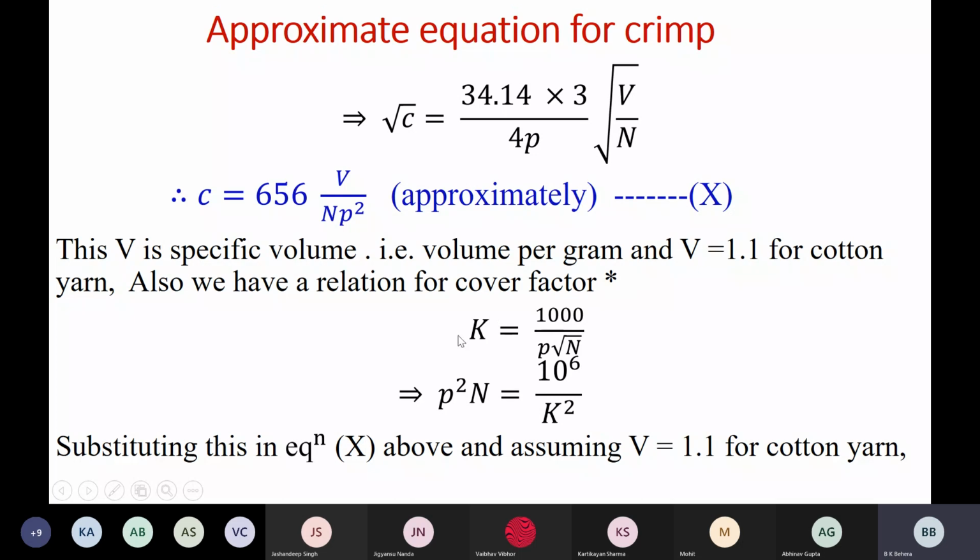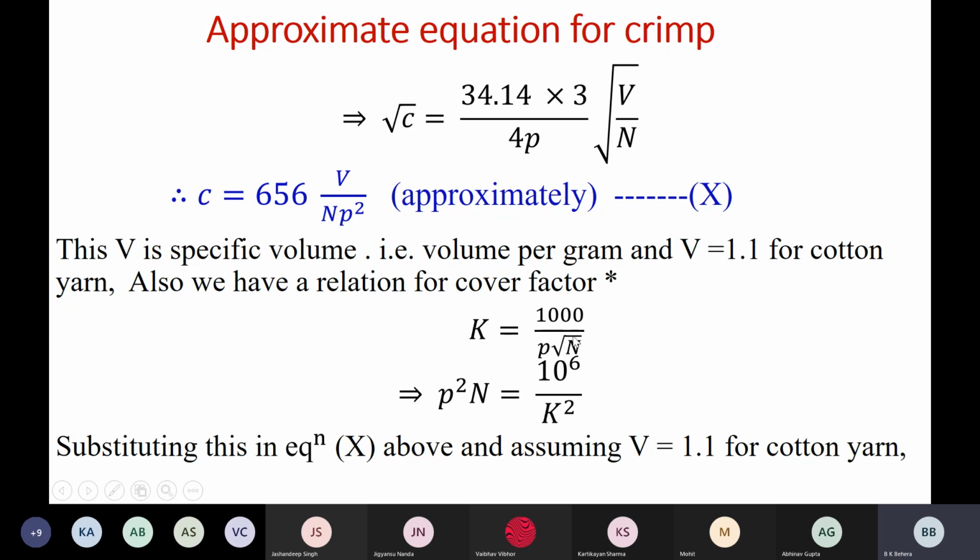And also we have a relationship for cover factor, which is this. So you have to please remember these two equations which I have not taught you, but I will give you later for this cover factor. K is equal to 1000 P into root n. What is written here is a relationship for cover factor, and we will come to this chapter maybe after 2-3 lectures. So please note this down: cover factor is given by 1000 P into root n. N is count, P is thread spacing.